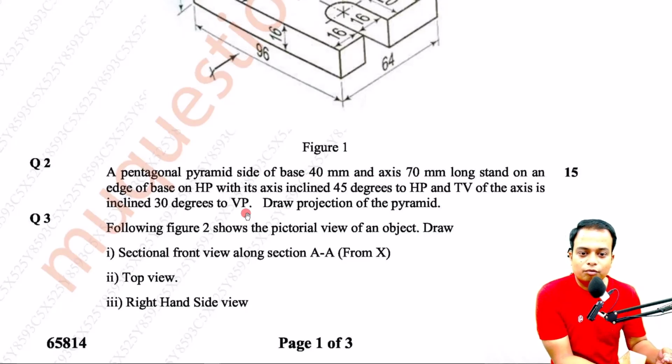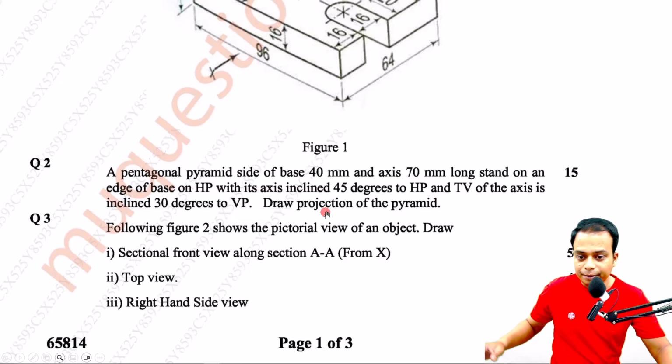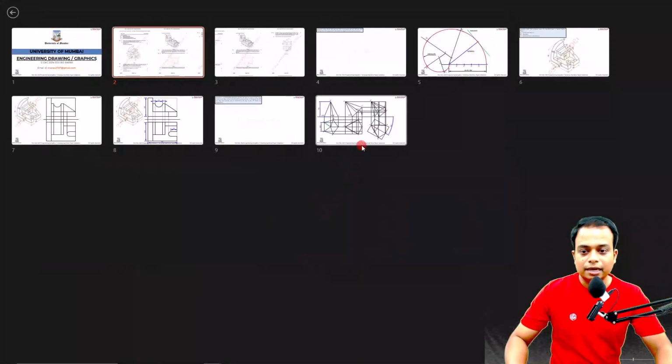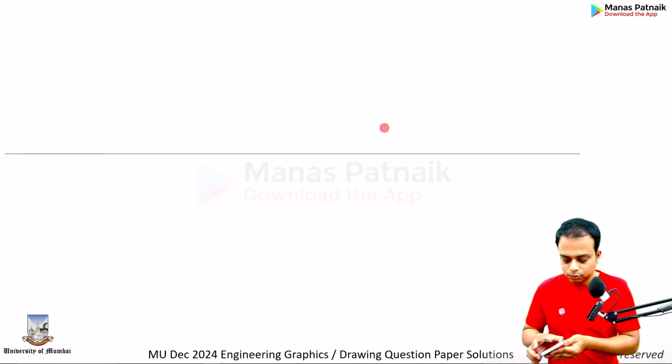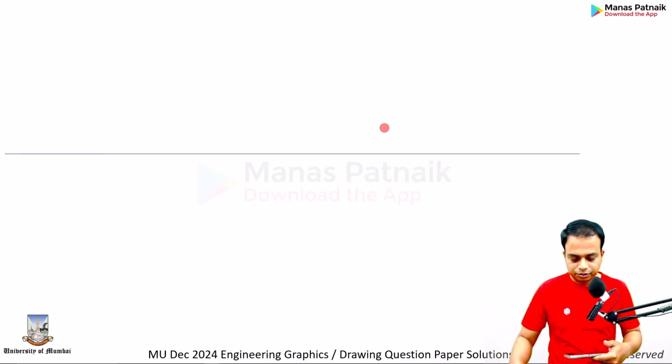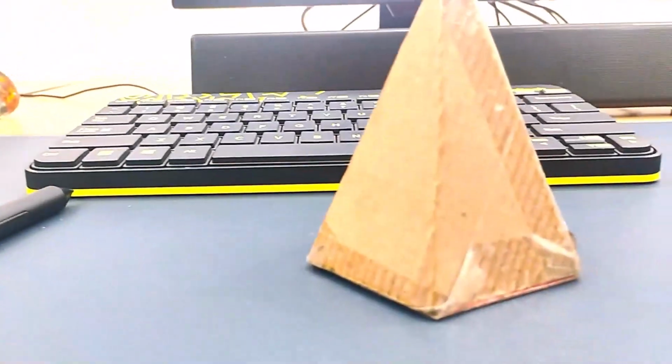Axis making an angle of 45 degrees with the HP, and axis also is making an angle of 30 degrees with the VP. But if you read carefully, here the top view of the axis is making an angle. So this is going to be a beta value. This is going to be a theta value, right? You need to draw the projection of the pyramid. I think it would be better if we can straight away start. Let me just switch over to this mode, so that you guys can understand this in a better fashion. Can you see this? Okay, so take a look.